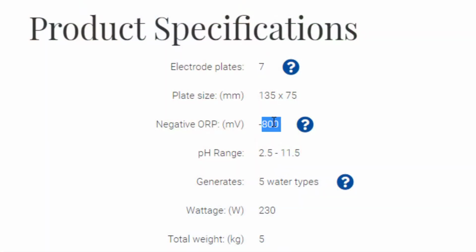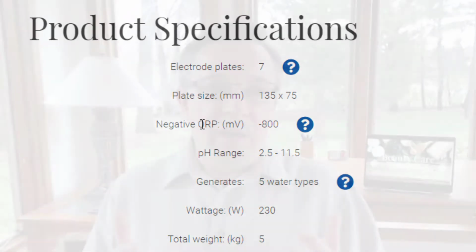The other thing to look at is the ORP. That stands for oxidative reduction potential, and you'll see that it's listed as a negative value. Well, water in nature is positive in its oxidative properties.